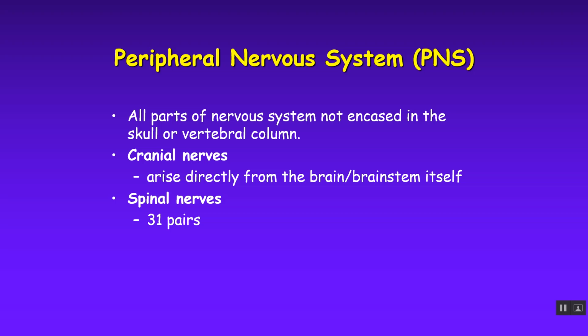Peripheral nervous system. So we covered central nervous system, now we're moving to peripheral. It's all parts of the nervous system that are not encased in the skull or vertebral column. So basically your cranial nerves and your spinal nerves, everything coming out of your brain and brainstem and your spinal cord that is not encased in that is considered peripheral nervous system.